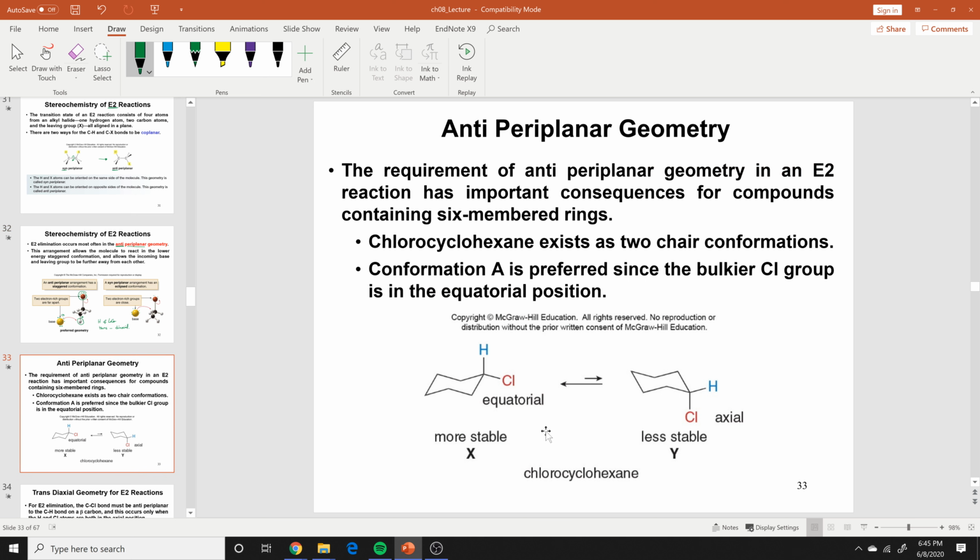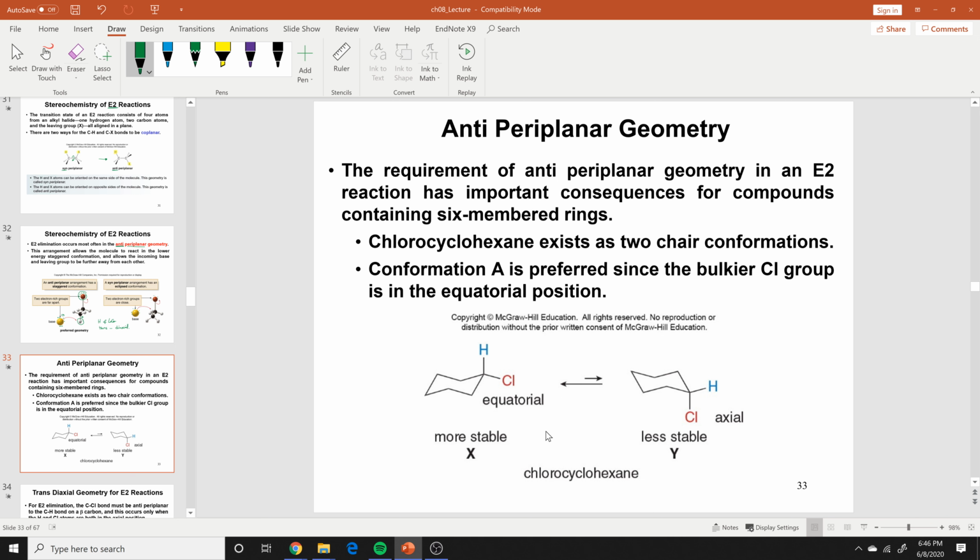So let's consider this example. If we have chlorocyclohexane and I ask you which one of those conformations is going to have an E2 mechanism or elimination, which one of these conformations is going to undergo elimination.